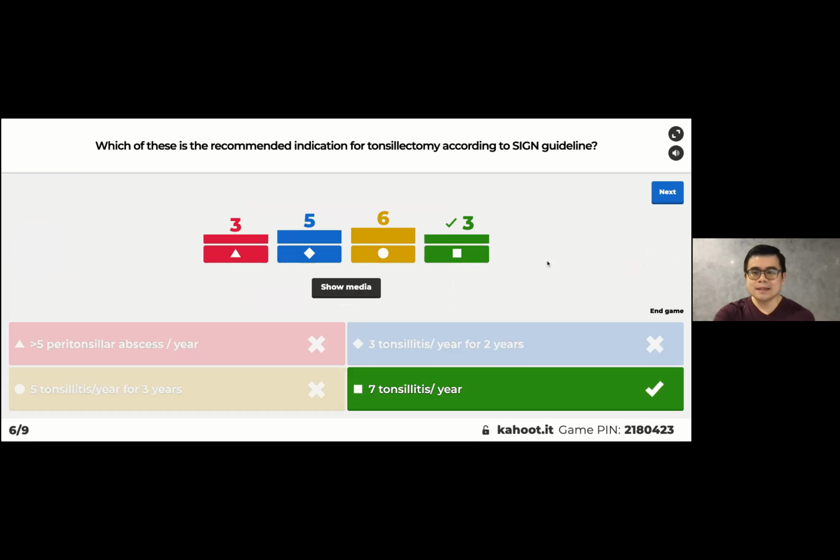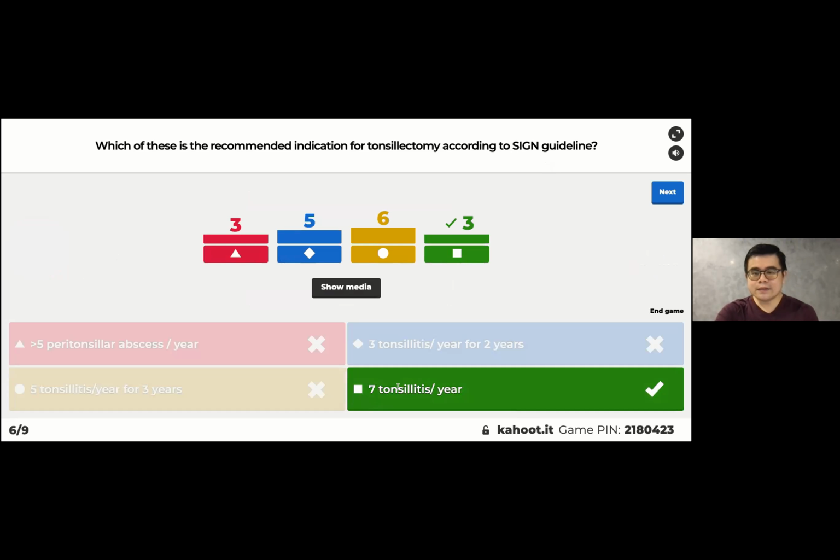Okay, so I didn't really go through the guideline earlier in my talk. But this is a well-known guideline that's practiced in UK. So it's the SIGN guideline, Scottish Intercollegiate Guidance Network guideline, for when we should recommend patients to have a tonsillectomy for recurrent tonsillitis. So basically, who can benefit from having a tonsillectomy done?